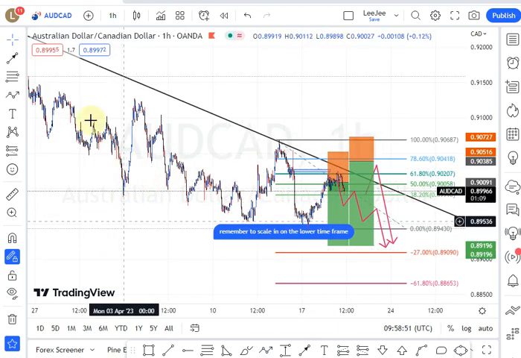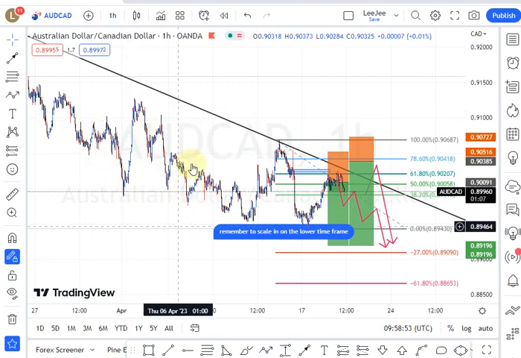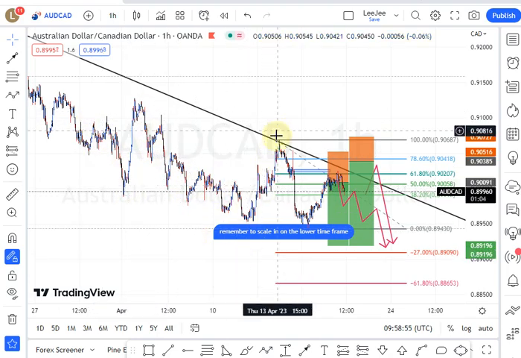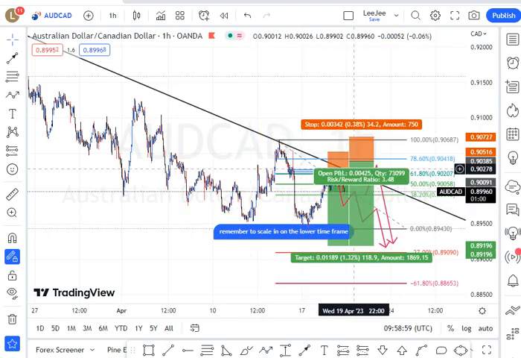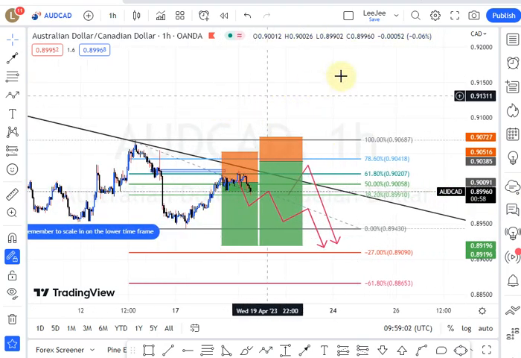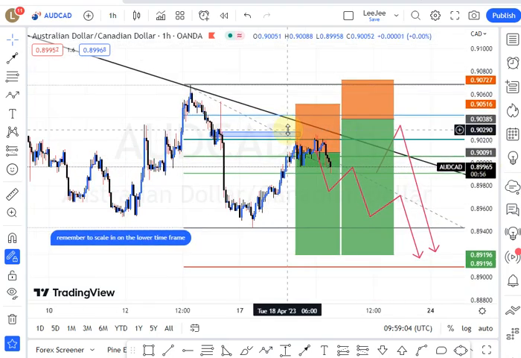Now look at this. Price has been trending down, forming new lower low, lower high, lower low, lower high, and so on. So this was a new lower high. Why can't you just take that sell entry, guys? This is just a new lower high.